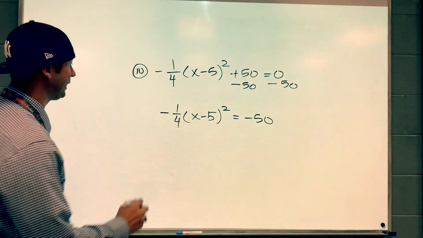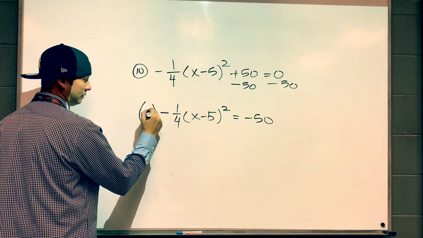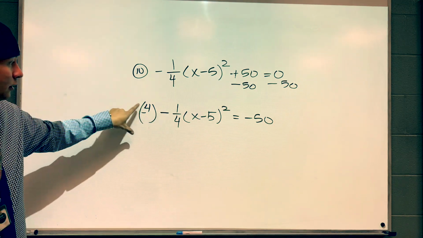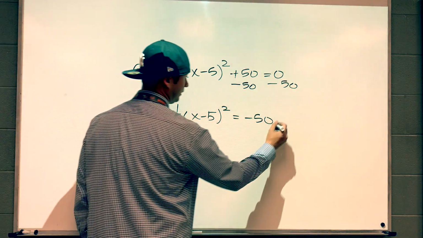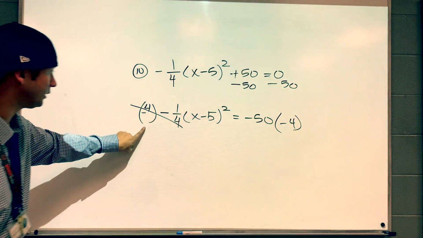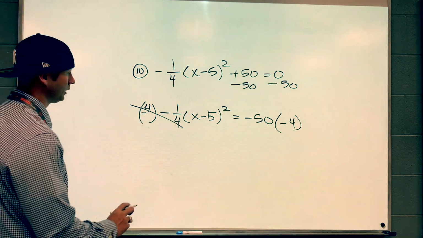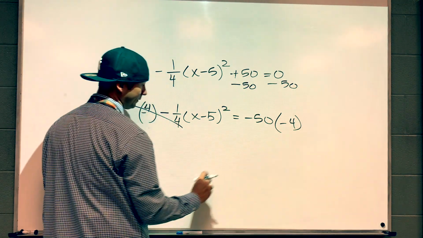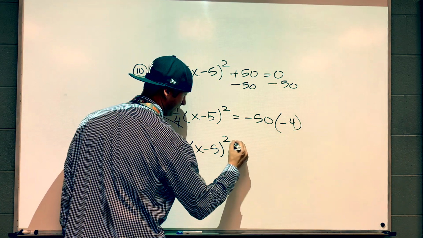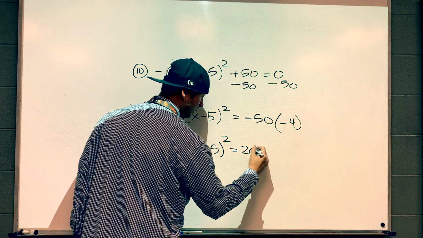Multiply both sides by -4, right? I need to multiply both sides by -4. Negative and negative is going to cancel. The 4s are going to cancel. I can do anything to the equation as long as I do it to both sides. That's the rule. So I multiply this side by -4. Multiply that side by -4. I'm going to get x minus 5 squared. Negative and negative is a positive. 4 times 5 is 20 plus 0.